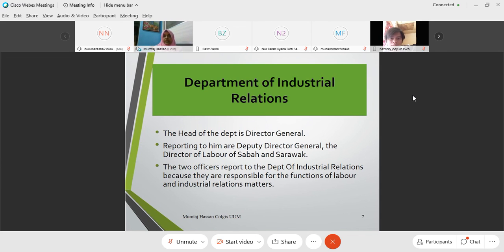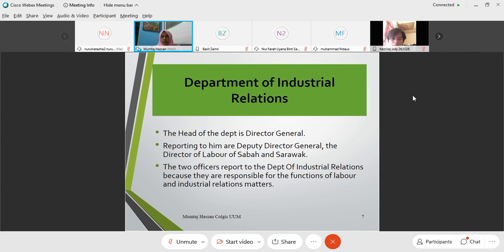Okay, then the Industrial Relation Department. Just like the Labour Department, it is also headed by a Director General, and they have a Deputy Director General. Okay, the directors of Sabah and Sarawak. So for Peninsula Malaysia, we have Malaysia, we got Peninsula Malaysia, Sabah and Sarawak. The two officers here report to the Department of Industrial Relations, and they are responsible for the function of labor industrial relation matters.